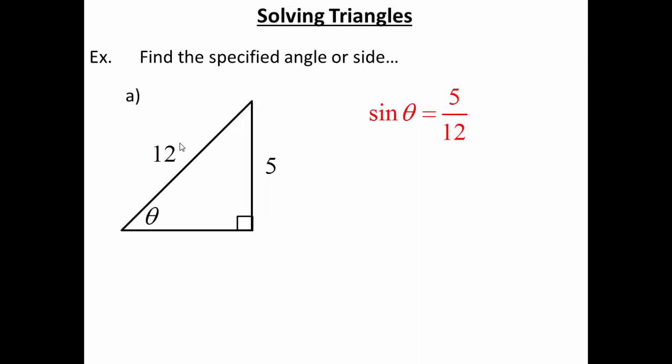So step 1 of the problem, essentially what we were doing in the last set of examples, was to simply set up a trig ratio. And that's what we've done right here. Sine of theta equals 5 over 12.